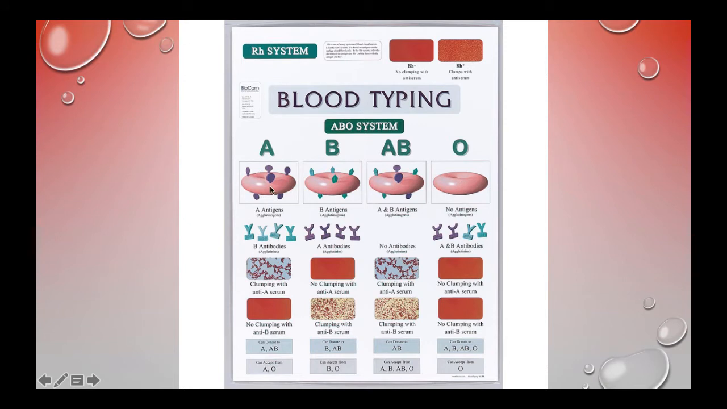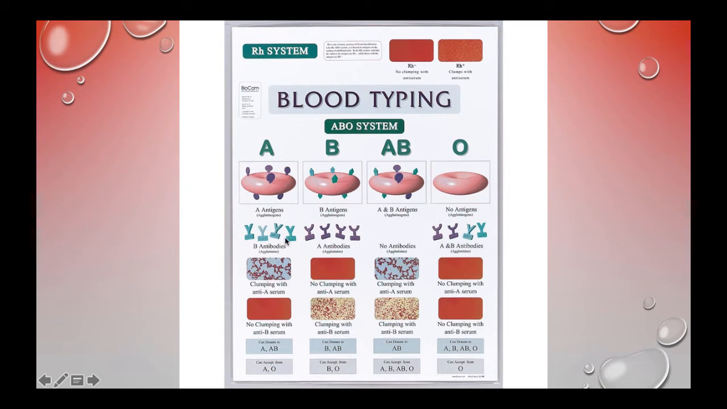So again, if you just have the A antigen, you are type A. If you just have the B antigen, you're type B. If you are type AB, you have both, or your erythrocytes express both the A and the B antigens. And if you're like me and you're type O, your erythrocytes express no antigens, neither the A nor the B antigen. So that's the antigens, or the proteins that are expressed on the surface.